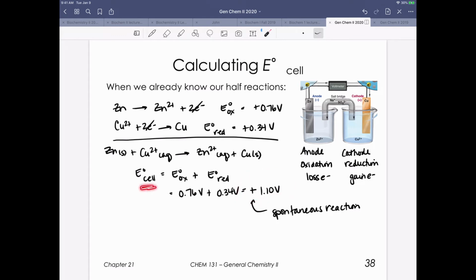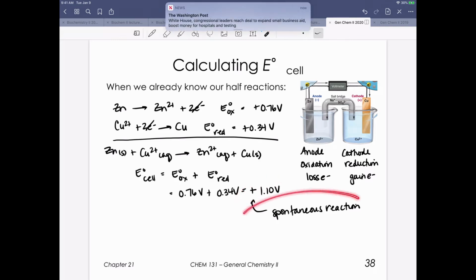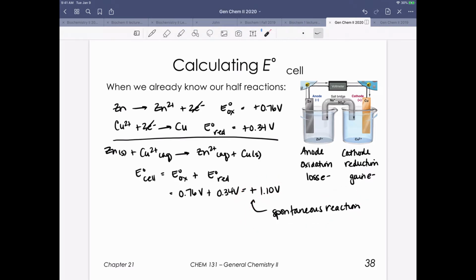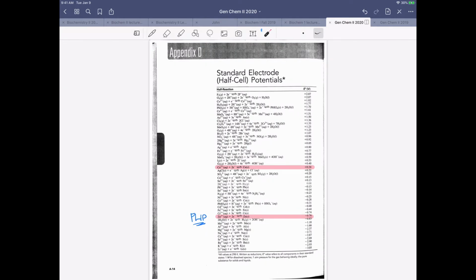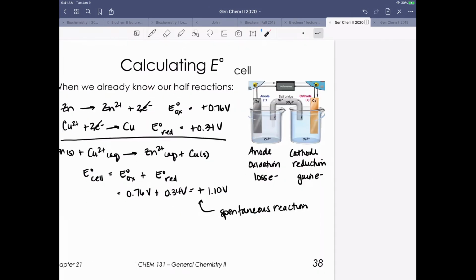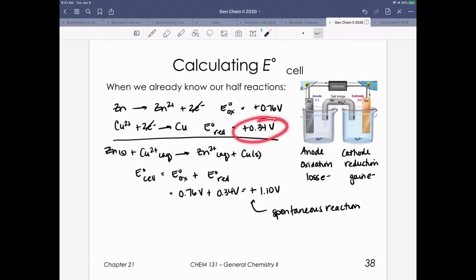So remember, Ecell is really adding these two potentials together. And we get 0.76 plus 0.34, which is positive 1.1 volts. Because that's a positive Ecell, that's a spontaneous reaction. So again, I'm going to show you here with Appendix D. Here again is the copper half cell reaction written as a reduction, right? So we can see we would use that directly as is, 0.34 there.